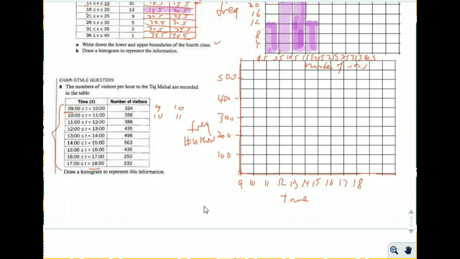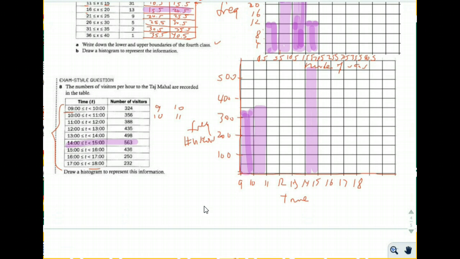And then we're just going to mark the number of visitors. So 324 would be about that many. You're not going to be very exact here because these marks are 100 apart. So the next range or class, 10 to 11, would be 356, slightly higher than that. Okay? So you see how this works? Let's do the 563 one because that's the tallest. So between 14 and 15, it would be 563, slightly higher than that. Okay, so you see how that works, right?